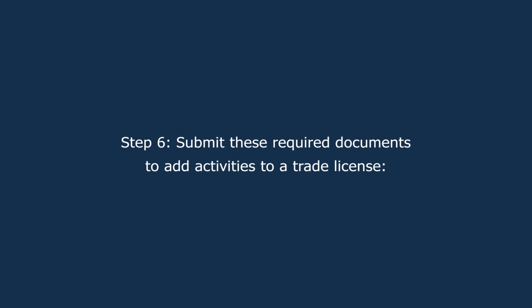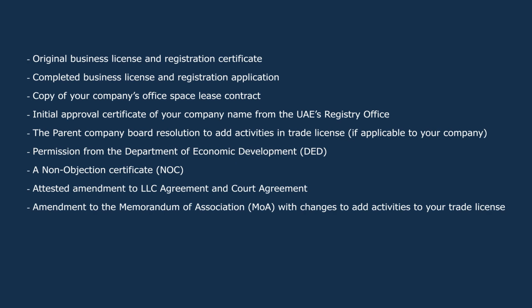Step 6. Submit these required documents to add activities to a trade license. Original business license and registration certificate. Completed business license and registration application. Copy of your company's office space lease contract. Initial approval certificate of your company name from the UAE's registry office.